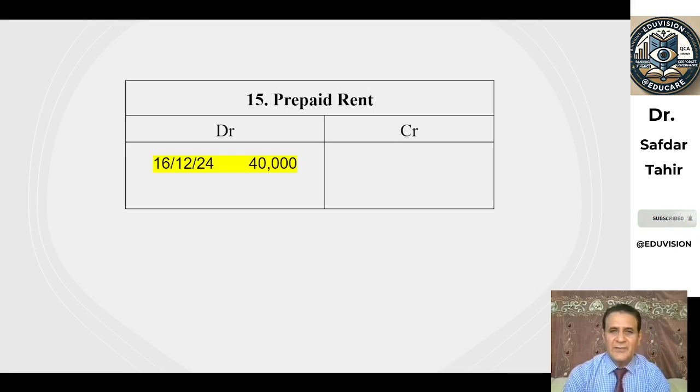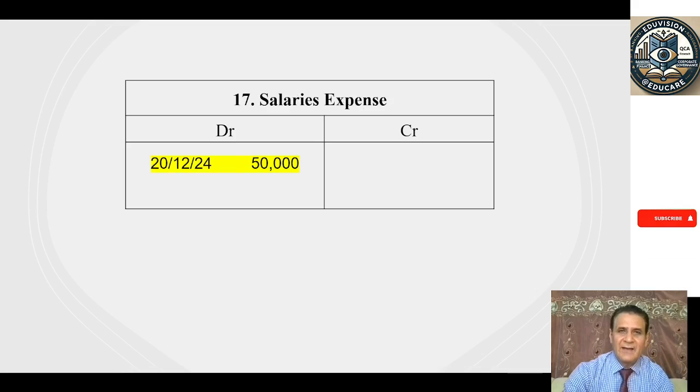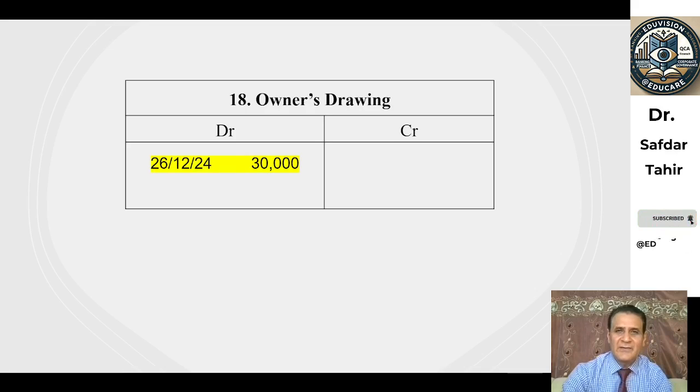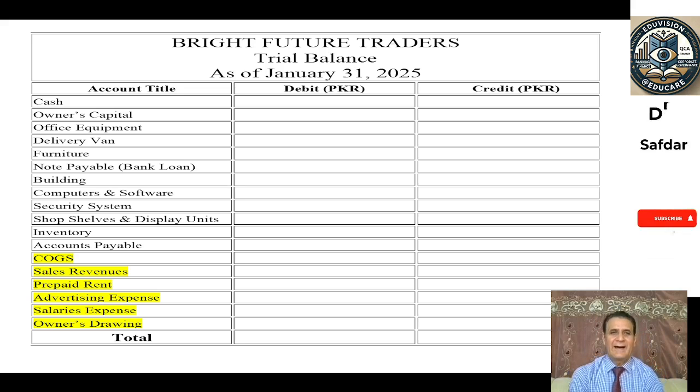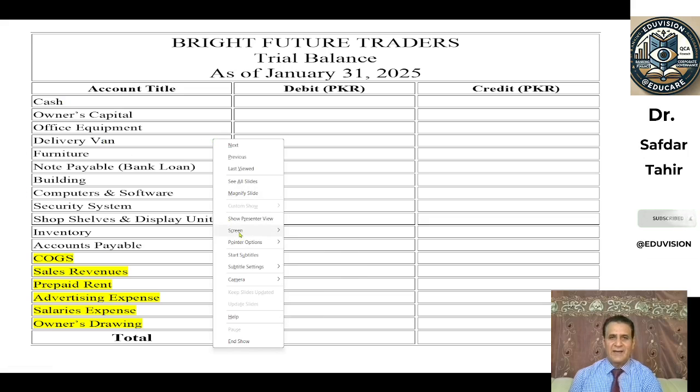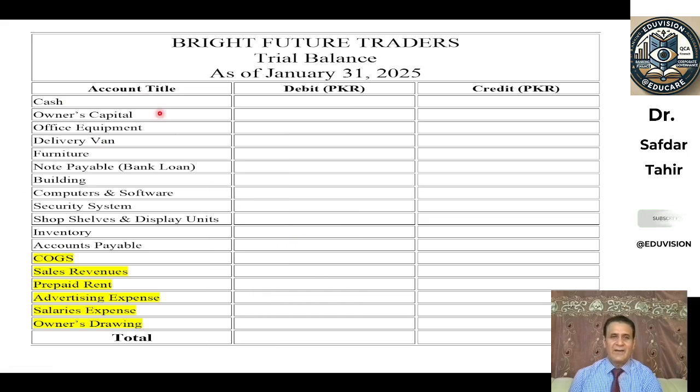Similarly, prepaid rent of 40,000, advertising expense of 20,000, and salaries expense of 50,000. Owner's drawing is 30,000, and the total is there. So we make all accounts here, starting from cash. These accounts already exist, and we have already prepared the balance sheet of these accounts.